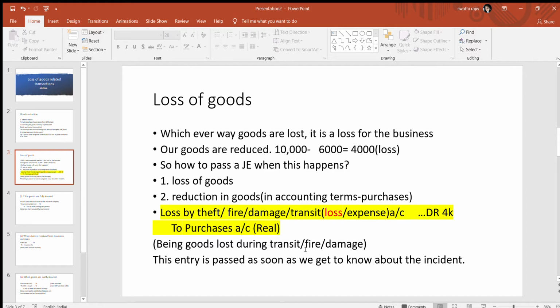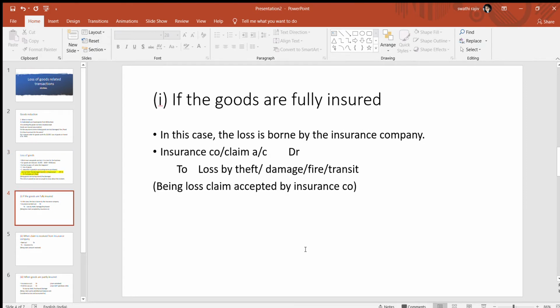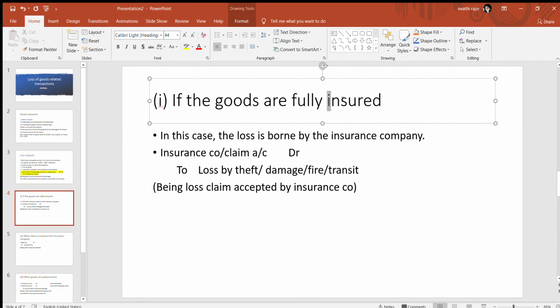Now, after passing this entry, let's see what the treatment is if goods are insured, if goods are not insured, or if goods are only partly insured. First one is if goods are fully insured. We are working on the assumption that all the goods are completely insured. In this case, the loss is borne by the insurance company.